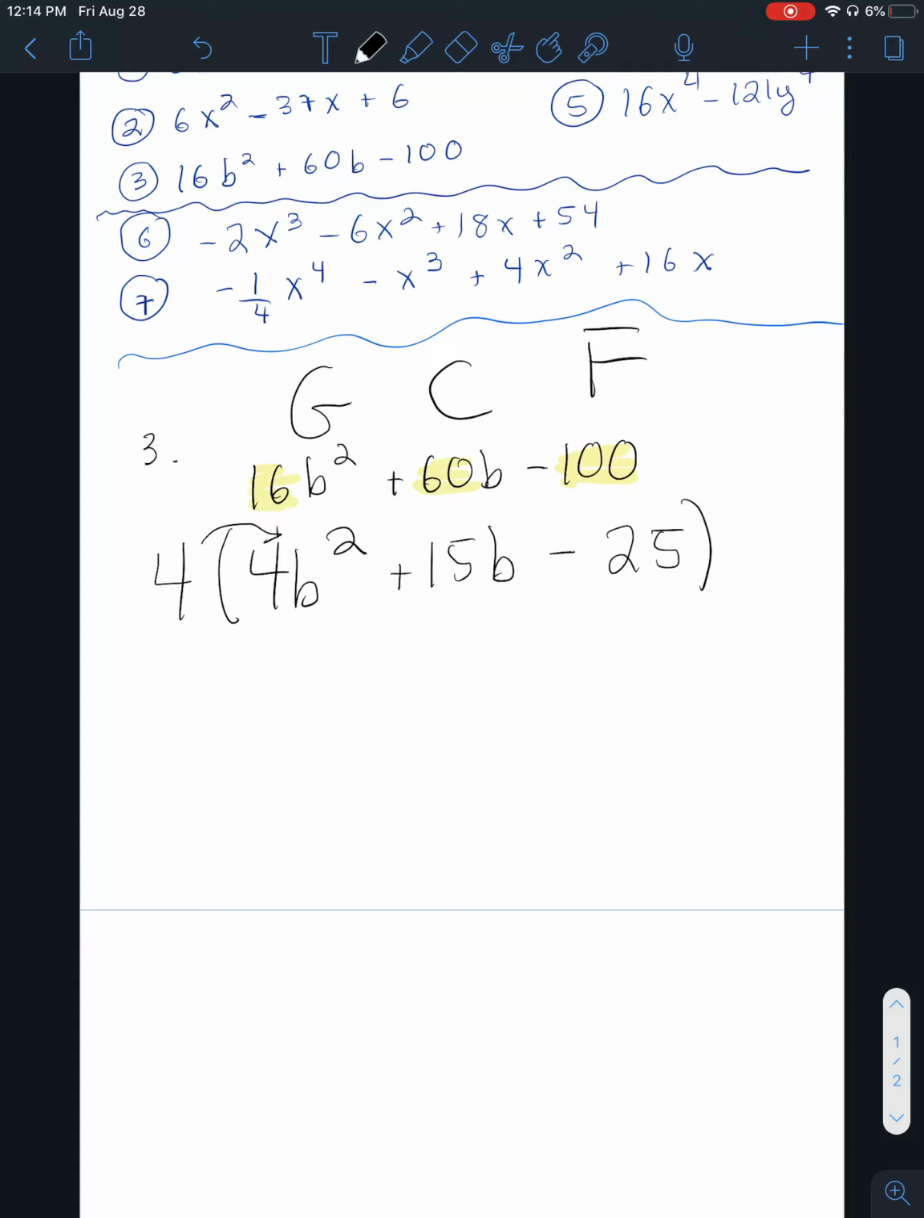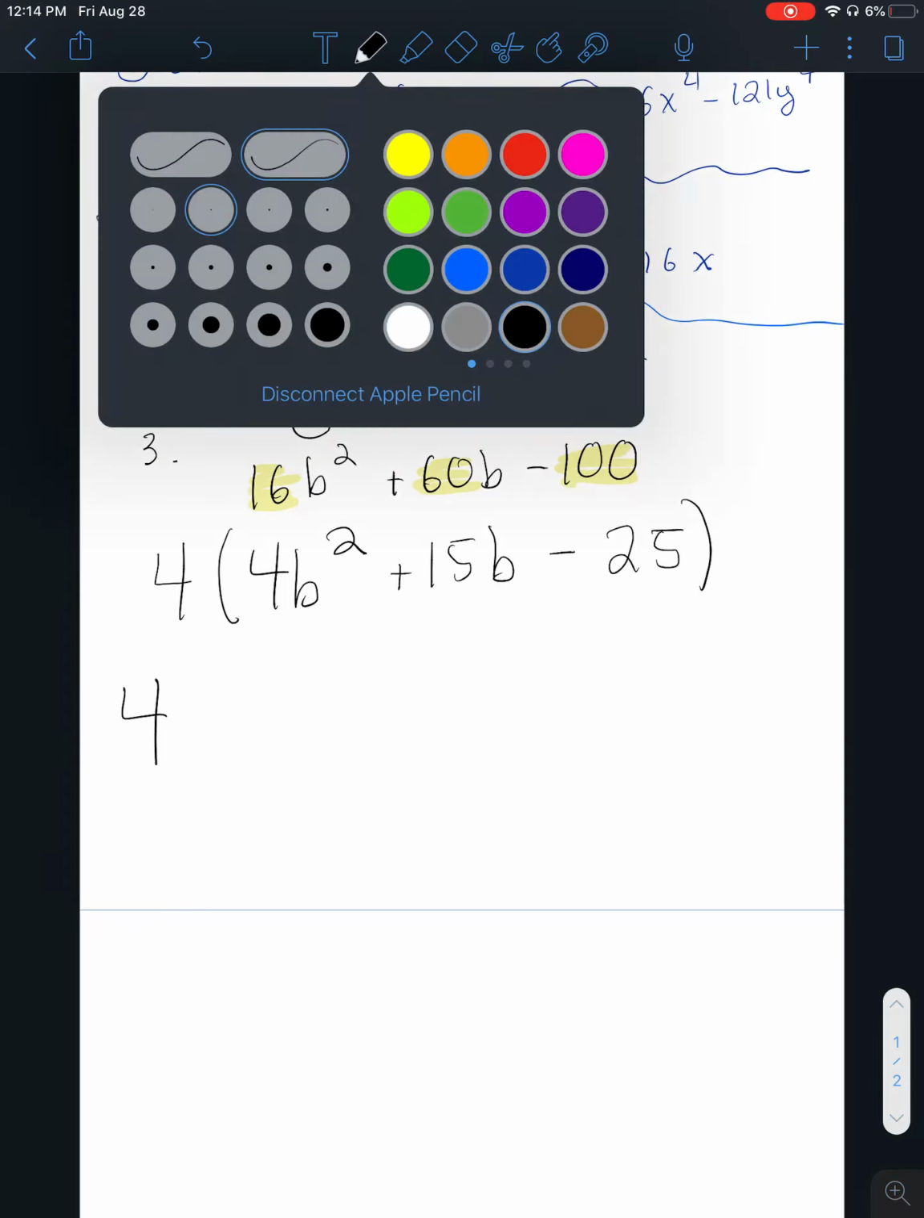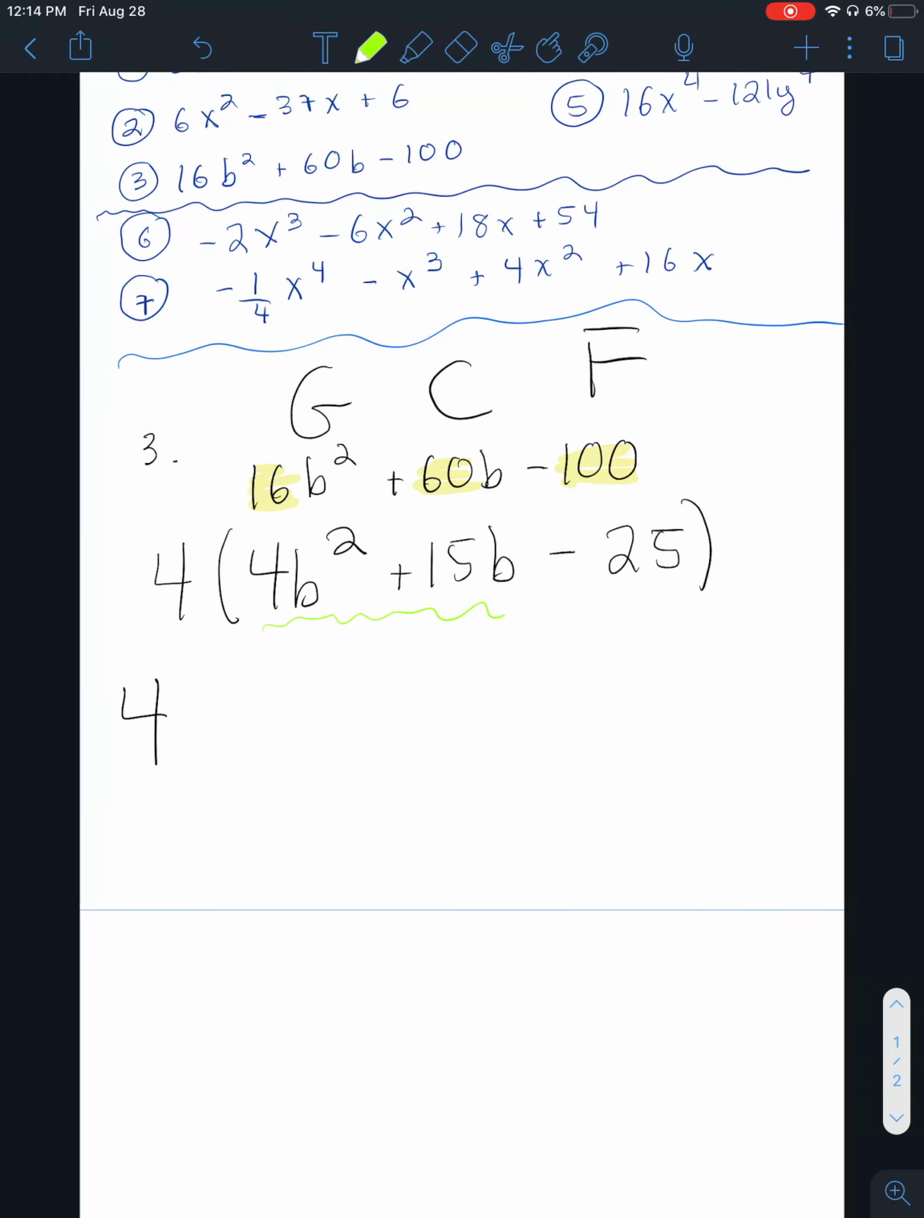So that is the first step in this process. The good thing now is instead of having to deal with 16b squared and a 60 and a 100, I'm now just dealing with a 4, a 15, and a 25, which I hope you'll see makes the problem a lot more approachable. So I'm going to keep this 4 on the outside, and I'm going to factor this part right here.